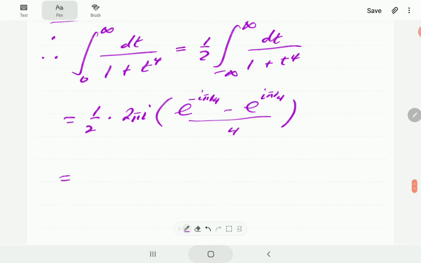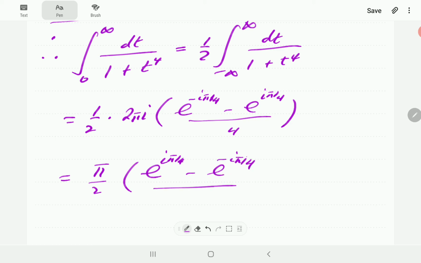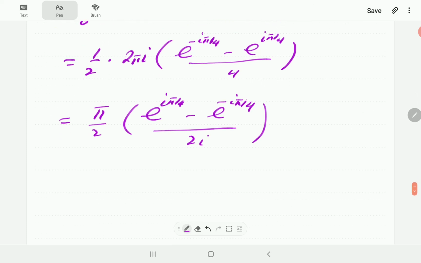Then this we can just manipulate a bit. If we take the i to the denominator and bring one of the 2's here outside, then this we can write as e to the i pi over 4 minus e to the minus i pi over 4. So we inherit a negative because we're taking i to the denominator.